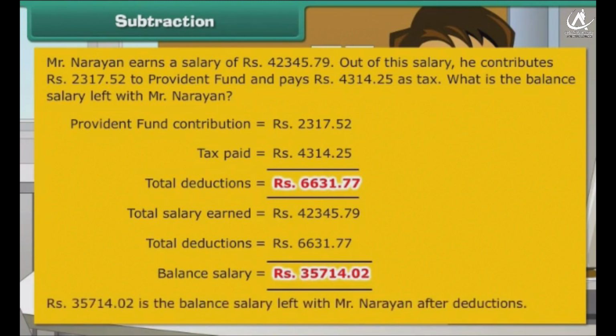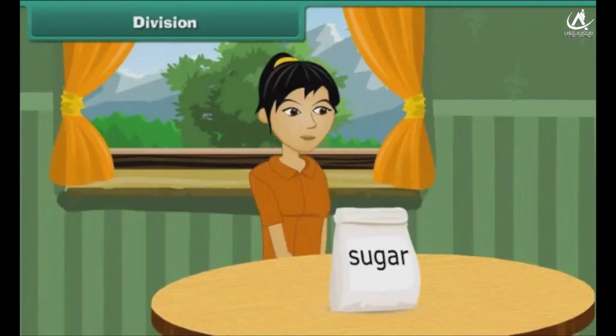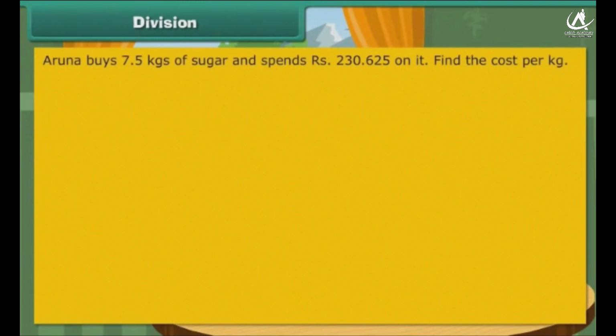Rupees 35,714.02 is the balance salary left with Mr. Narayan after deductions. Division. Aruna buys 7.5 kgs of sugar and spends rupees 230.625 on it. Find the cost per kg.